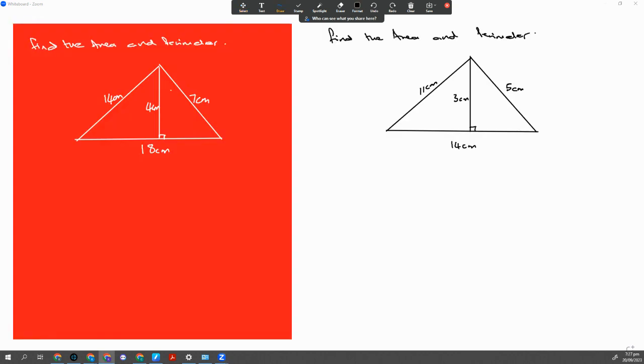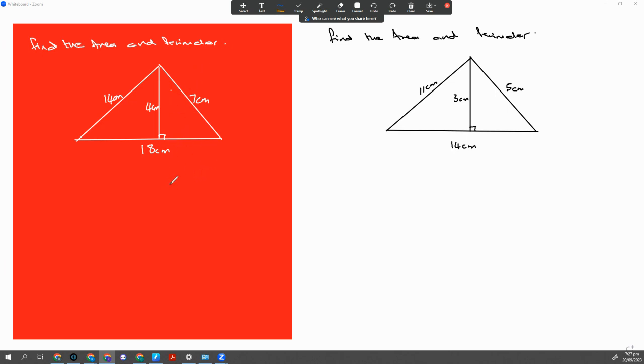What we're going to be doing today is some area and perimeter and volume. We'll start off with a bit of questions on that first. Okay, so the first thing we have here is we need to find the area and the perimeter.